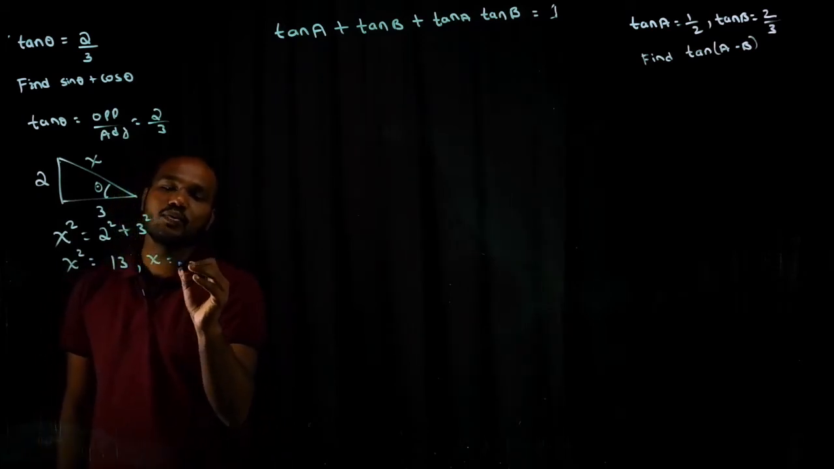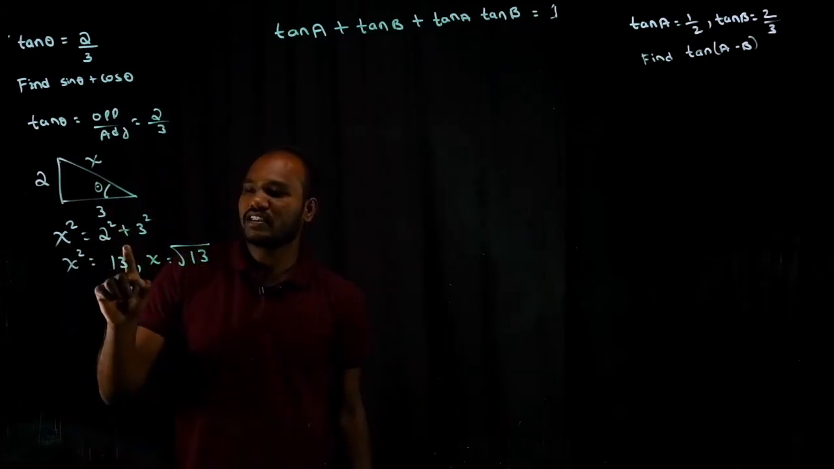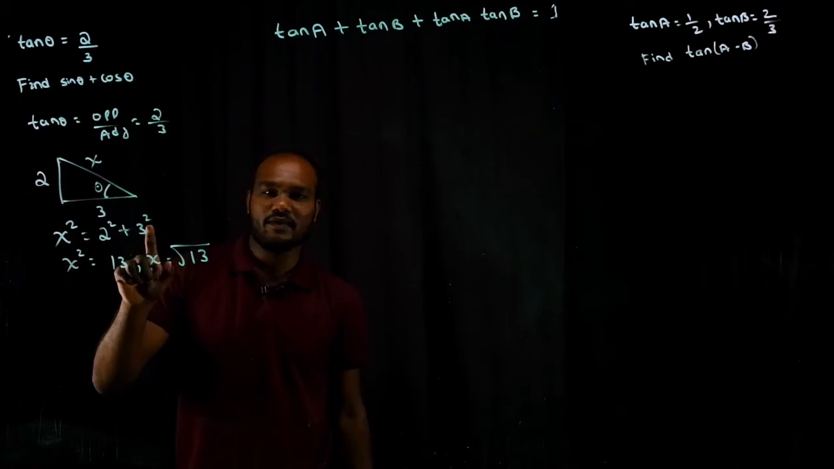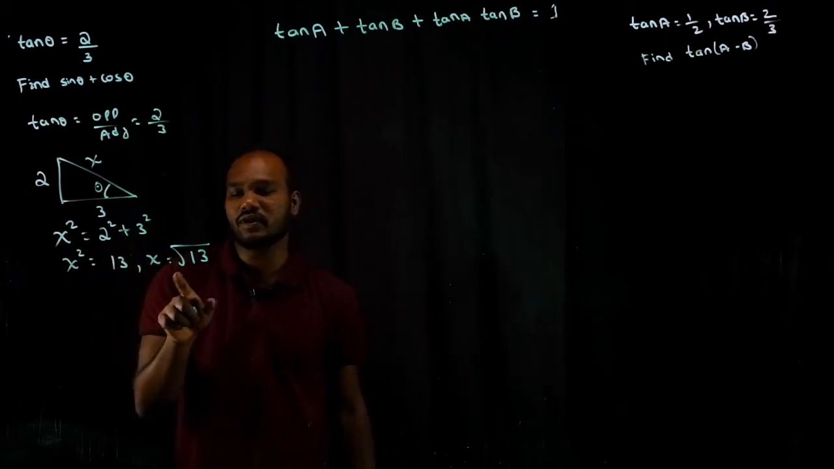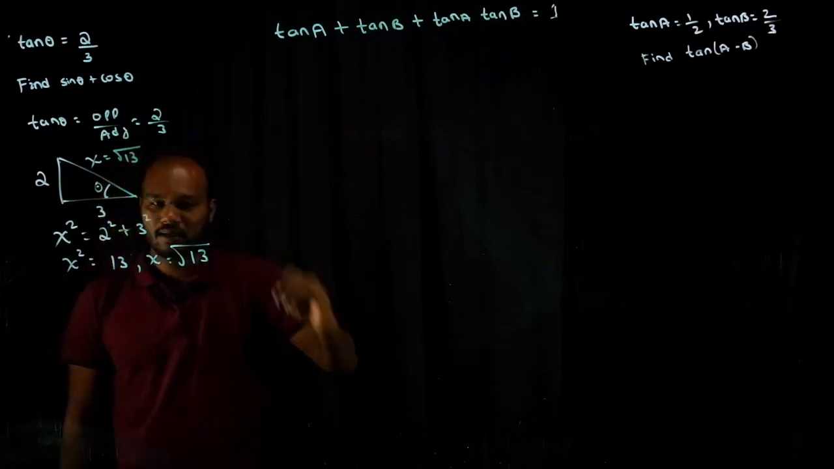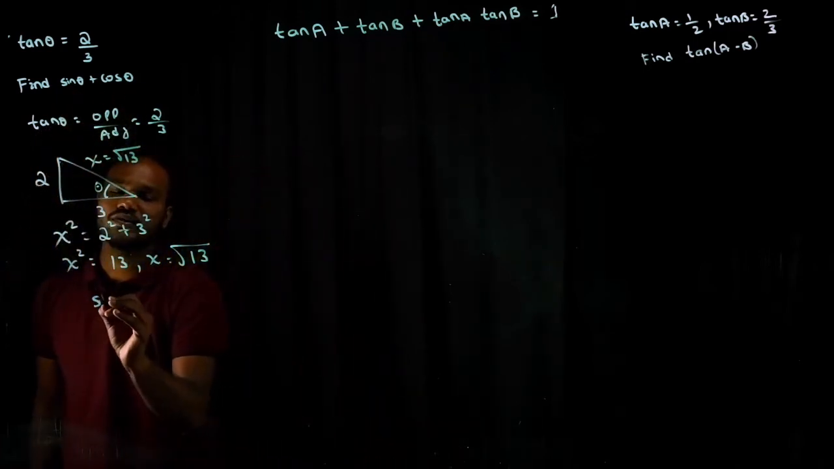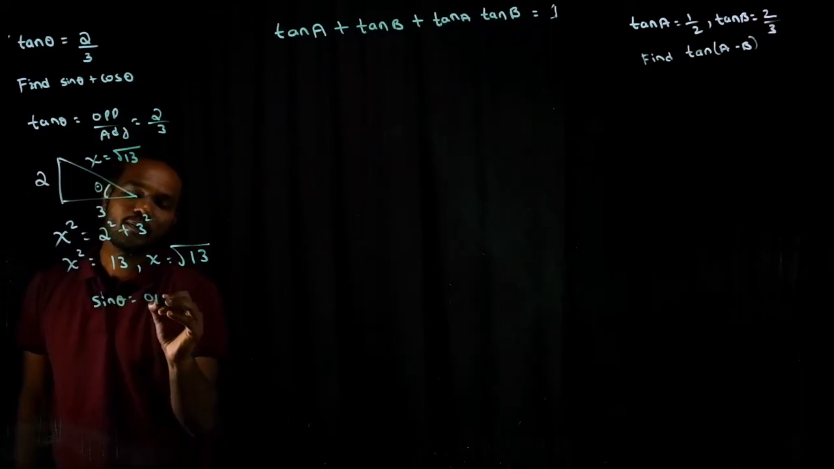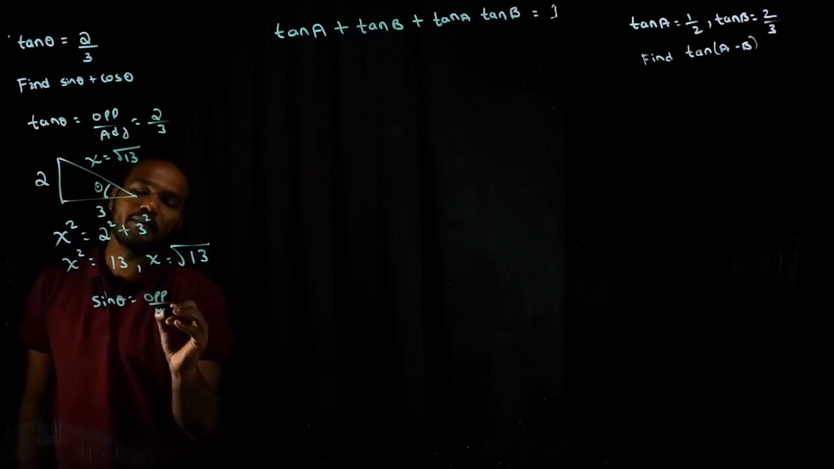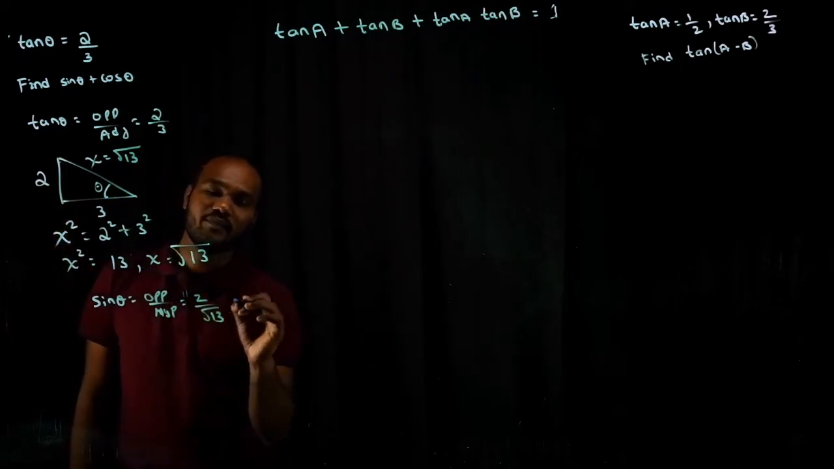So x will be equal to what? Root 13. Is it correct? 2 square is 4 plus 3 square is 9. 9 plus 4 is 13. So x is equal to root 13. So what we need? We need sin theta and also cos theta. We know sin theta is what? Opposite by hypotenuse. So this will become 2 by root 13, isn't it?